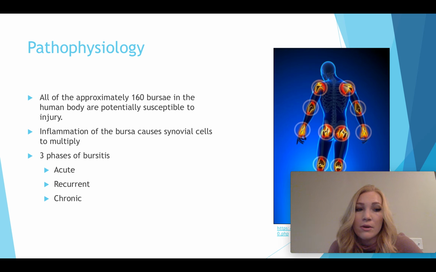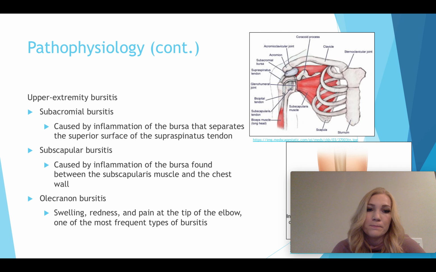Because of the possible adverse effects of chronic bursitis on overlying structures, such as the ligaments and tendons, bursitis and tendinitis often occur together. The differential diagnosis should include both of these diagnoses. So for different types of bursitis, we separate it into upper extremity bursitis and lower extremity bursitis.